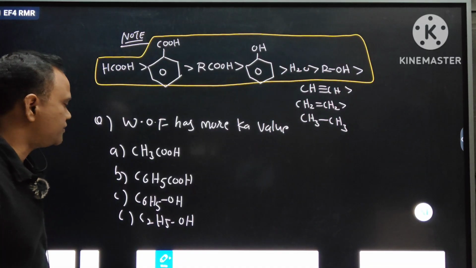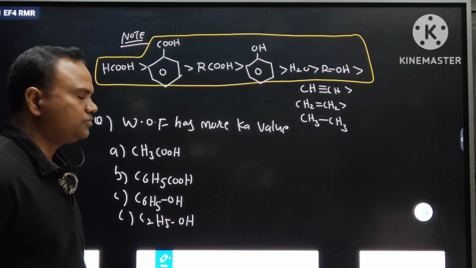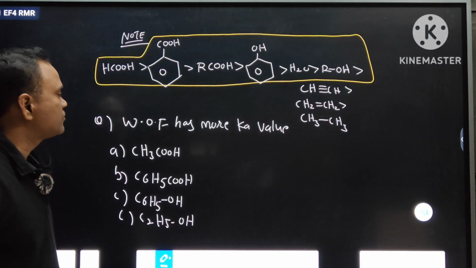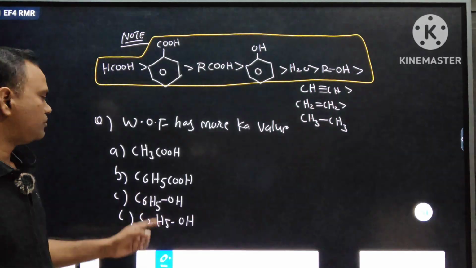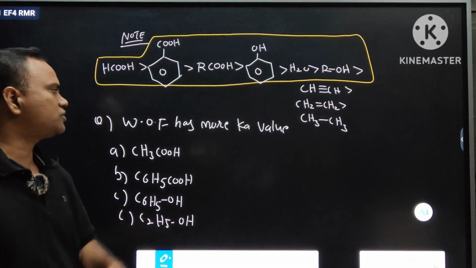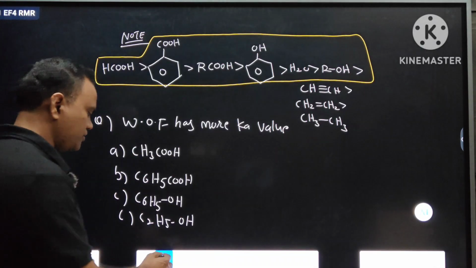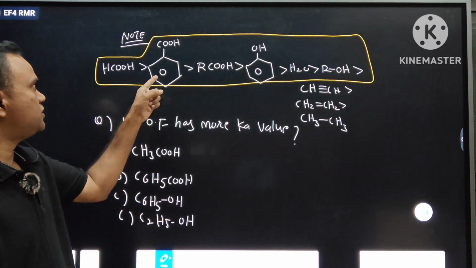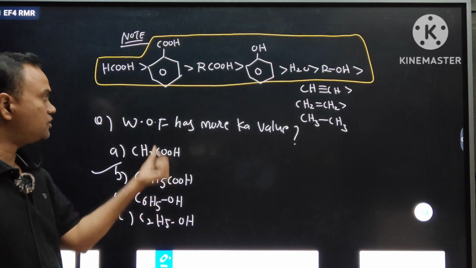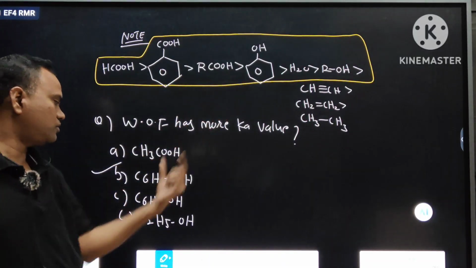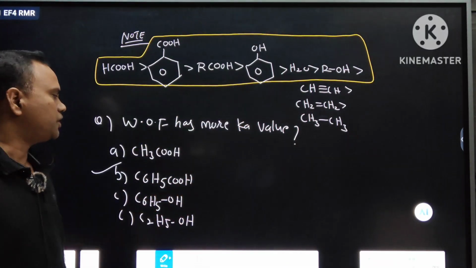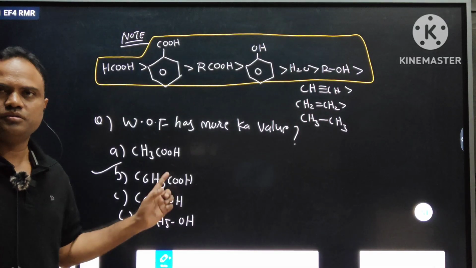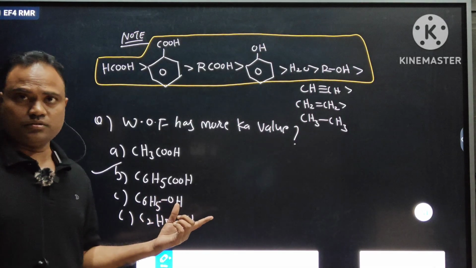Online students, please respond. Select one only. Which of the following has more Ka value? B is benzoic acid, right? C6H5COOH, this is benzoic acid. This is phenol, C6H5OH. Right. Okay, shall I clear this?